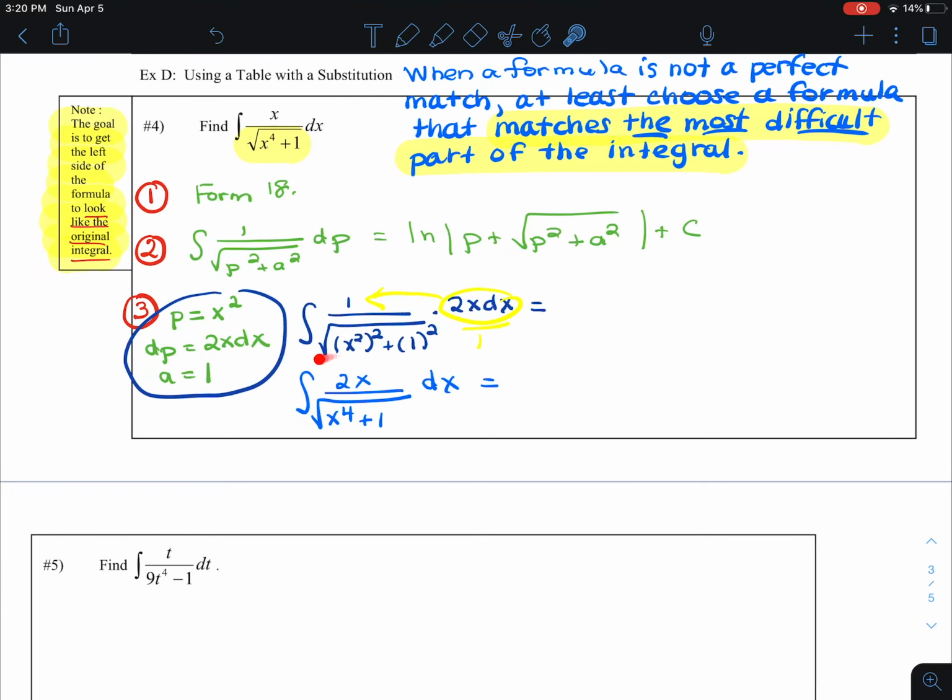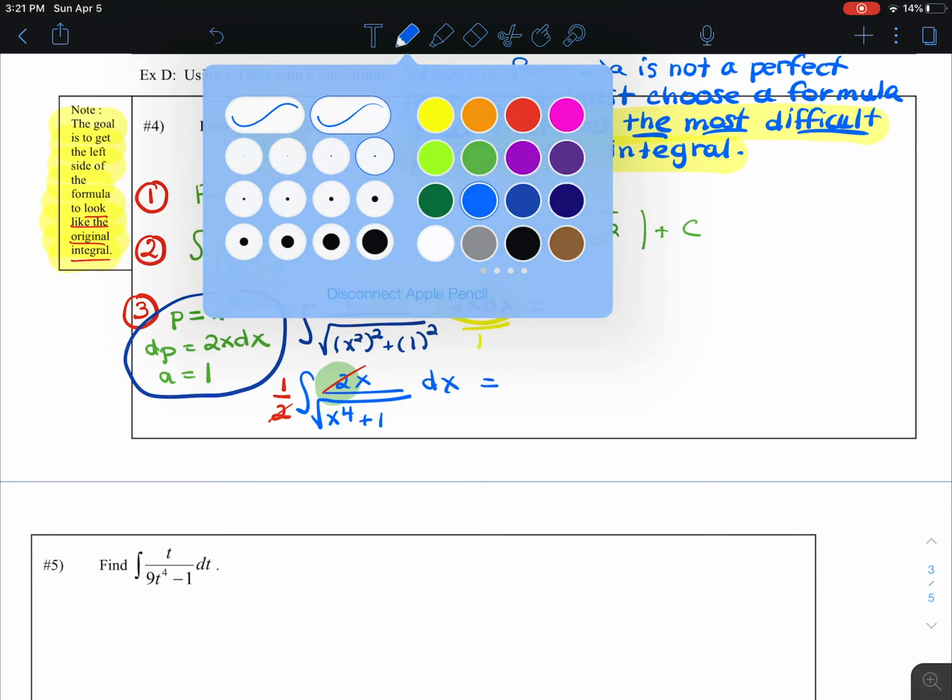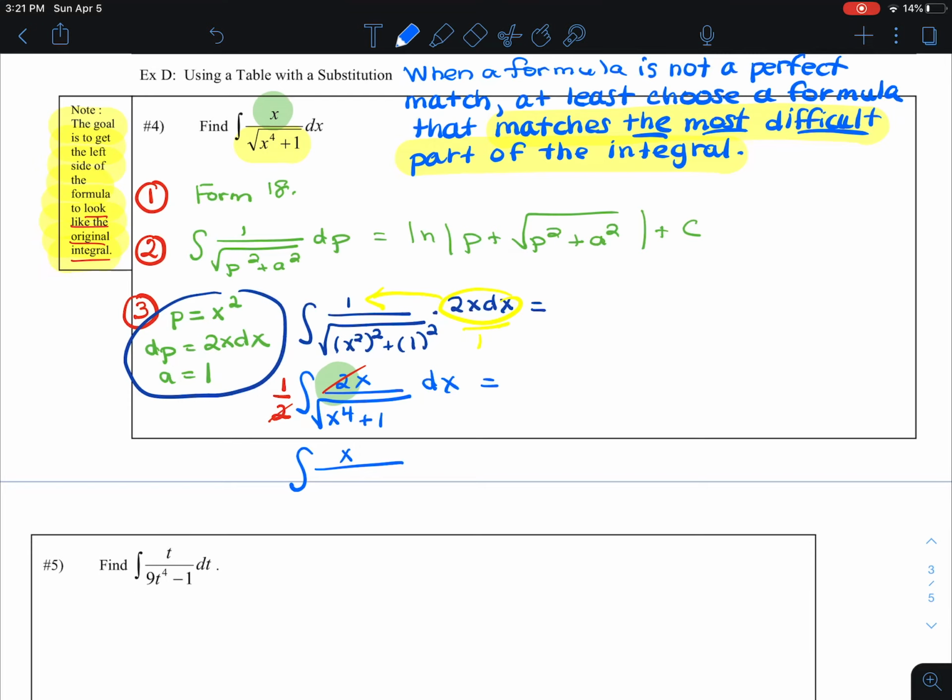It looks like what I have on the left side is almost matching the original problem. The only minor difference is there's a 2 here and there's not a 2 there. That's a pretty easy fix. If I don't want that 2 there, I'm going to multiply by 1/2. That's going to cause that 2 to cancel. Now you'll notice I didn't write the right-hand side of the formula yet. I was just waiting and making sure that I could get this to match exactly. So I put that 1/2 there.